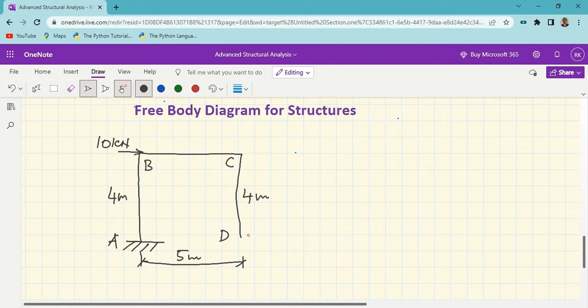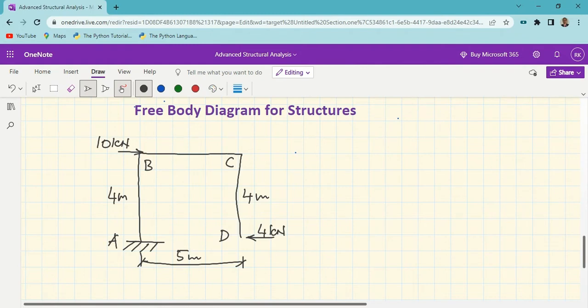Let us say I will add one more load to increase the complexity of the problem. This load, I will say, is of 4 kilonewtons at the end D, and I'm going to plot the free body diagram. It will give us the complete insight. 4 kilonewton load acting at D, and then I have to plot the free body diagram of it.